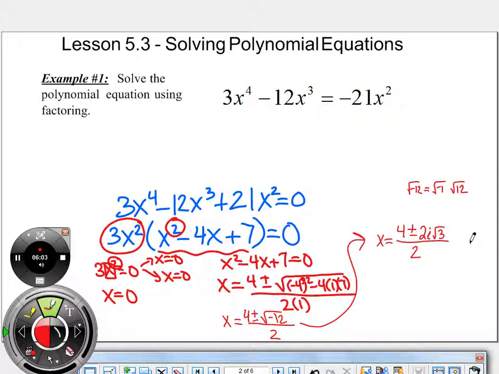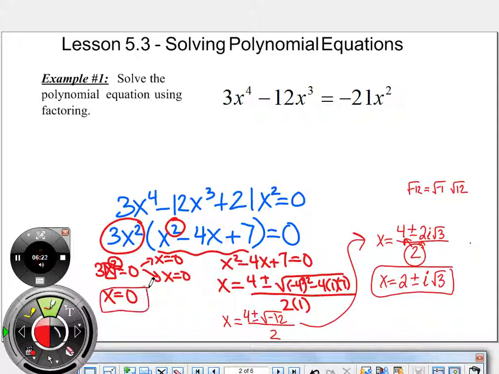Okay, and then now, can I simplify this any further? Yes. Okay. Now, only if this can divide both of the terms that it is the denominator for do we continue, and in this case it can. So we get 2 plus or minus i rad 3.